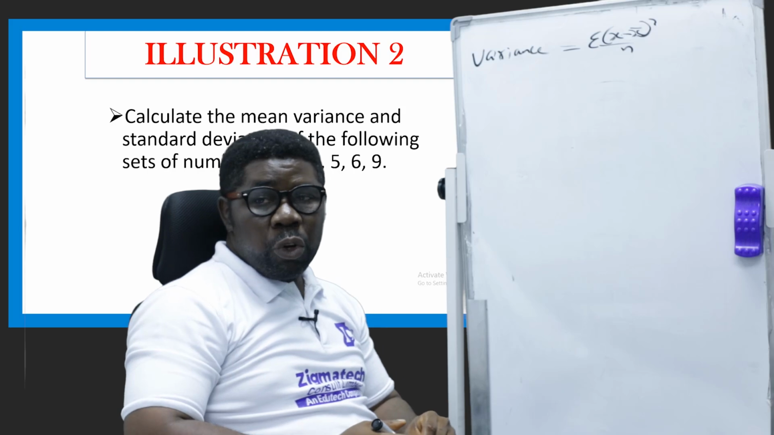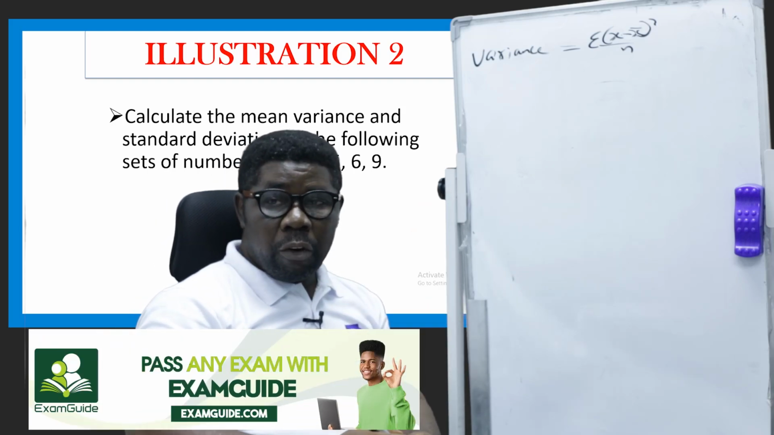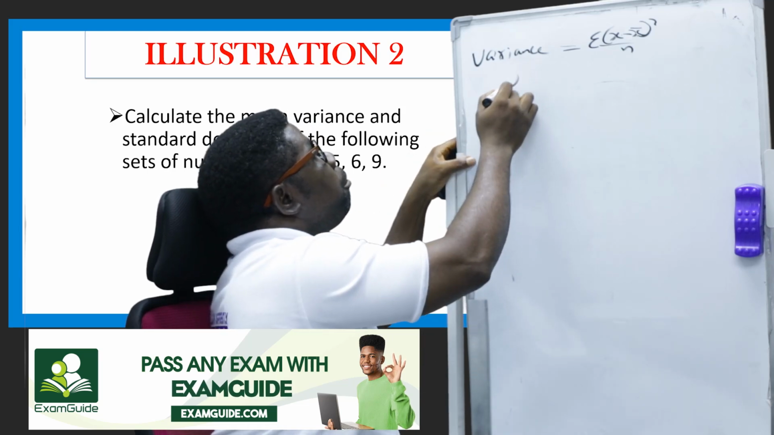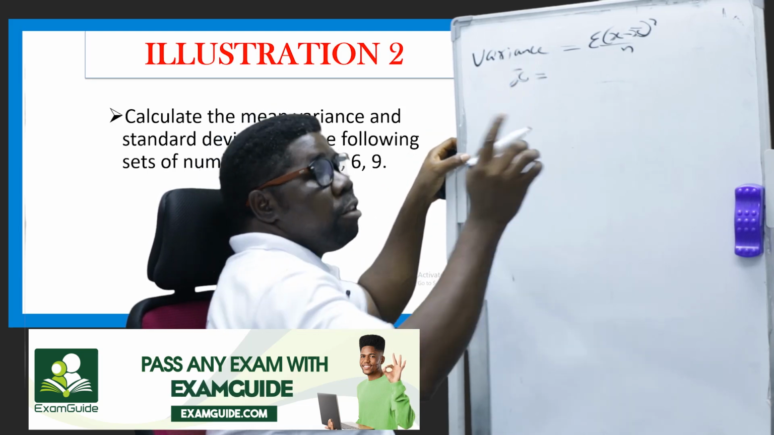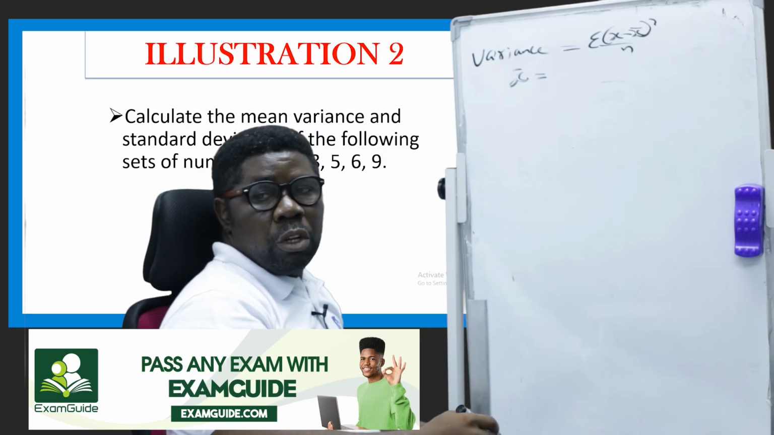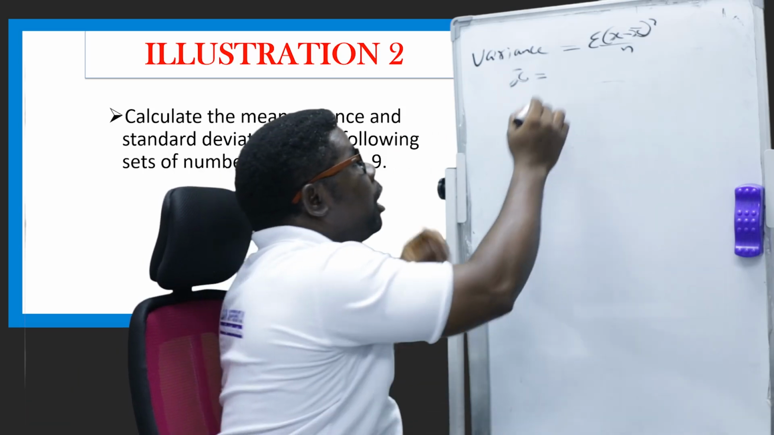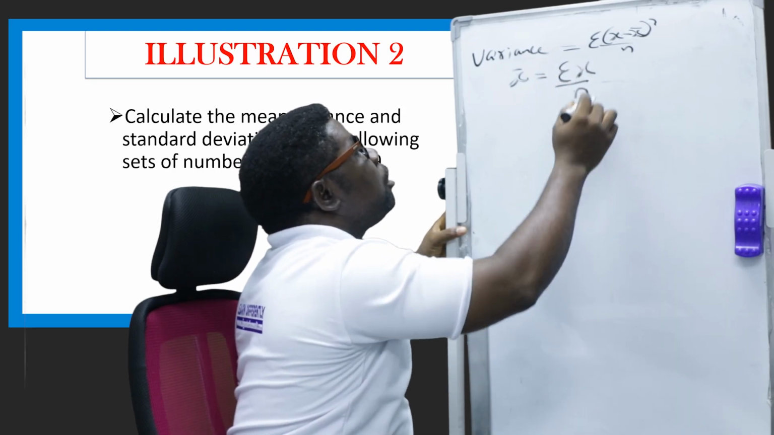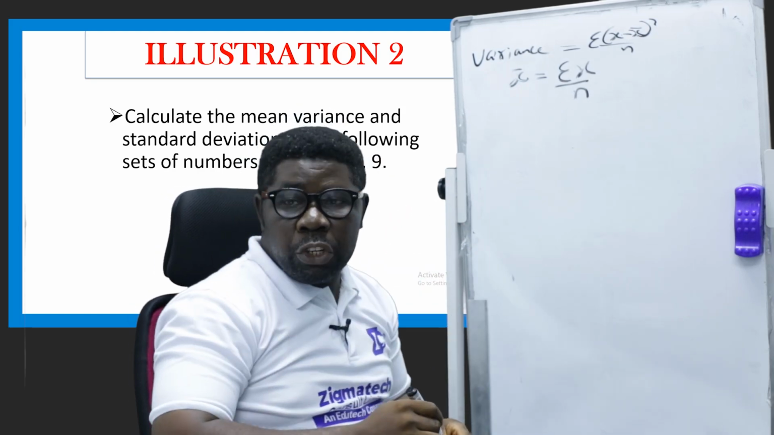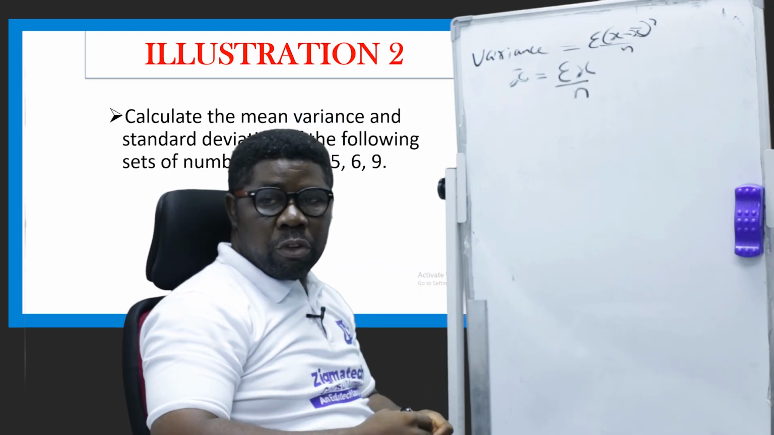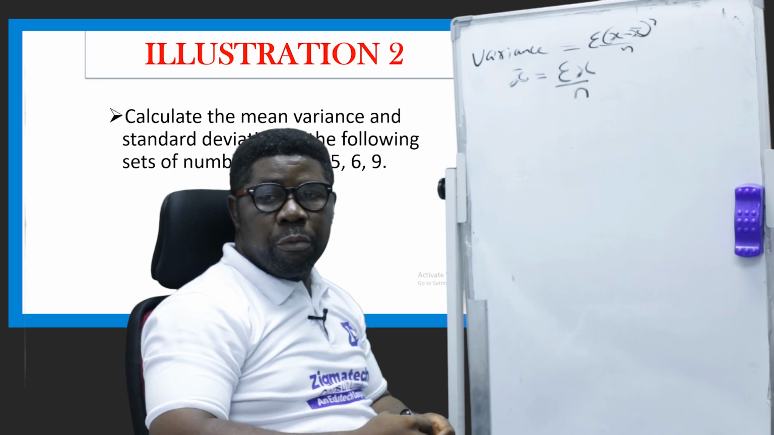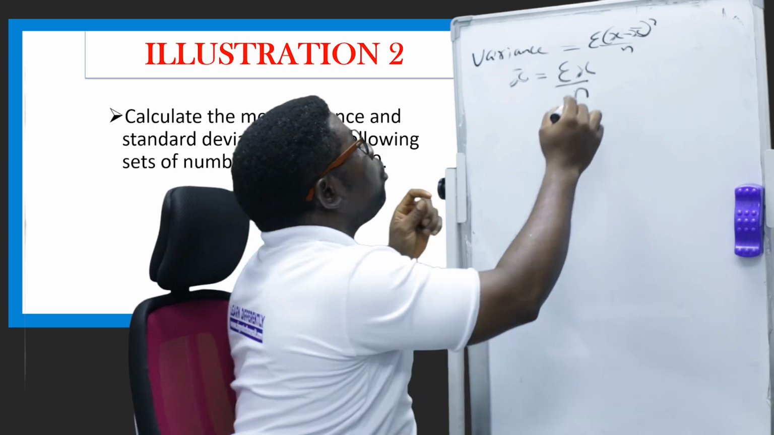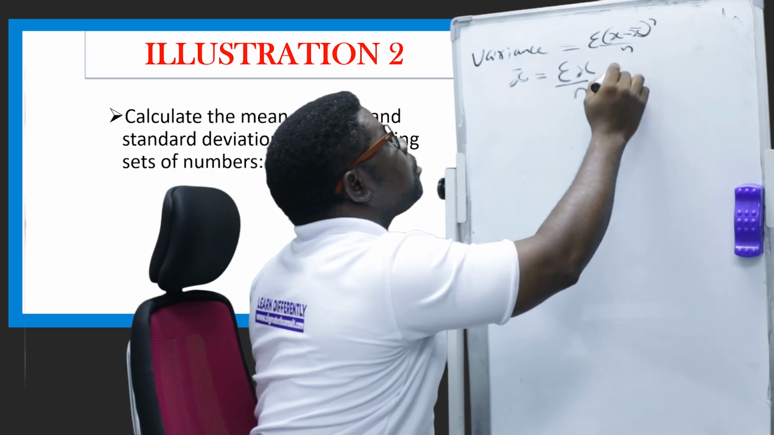In this variance we have the mean. For ungrouped data, the mean is the summation of x over n. So we sum all the observations and divide by the number of observations. We have 3 plus 5 plus 8 plus 5 plus 6 plus 9, divided by 6.